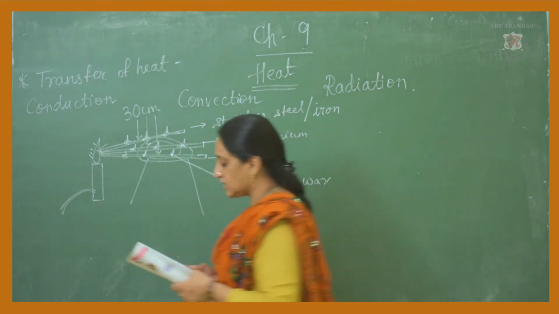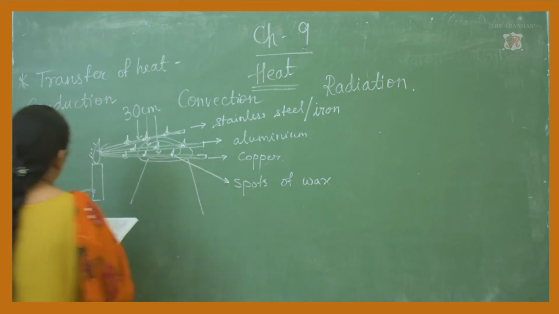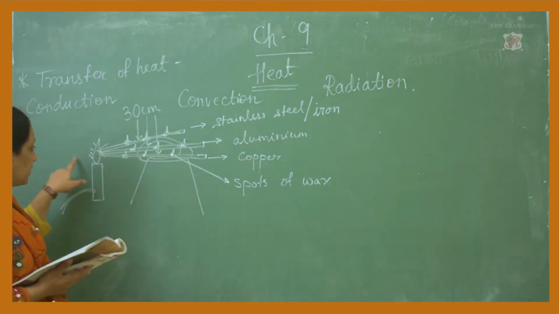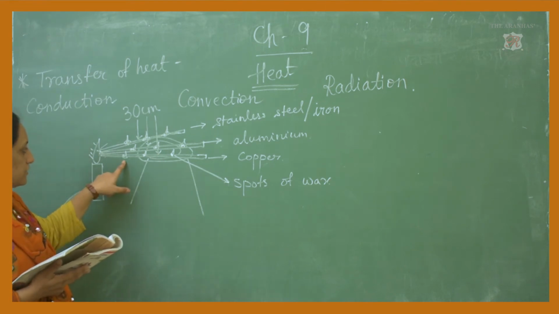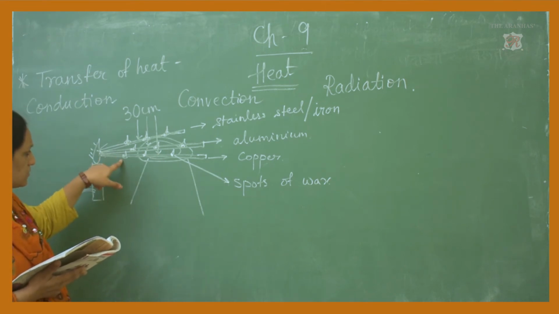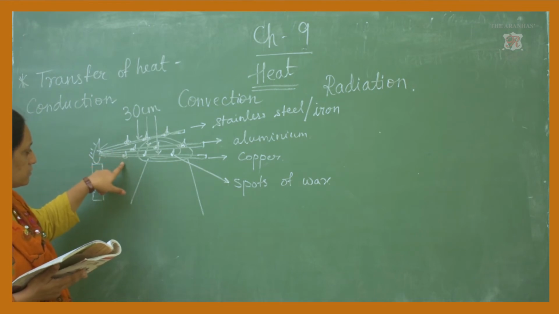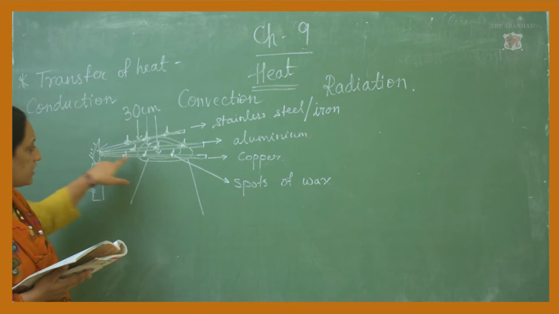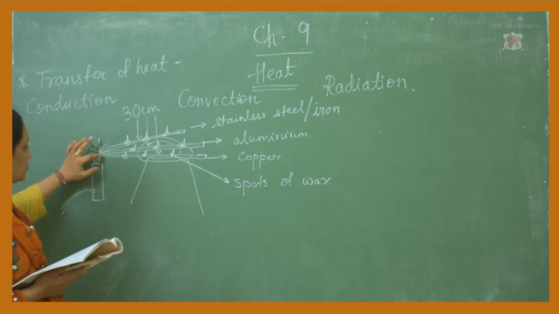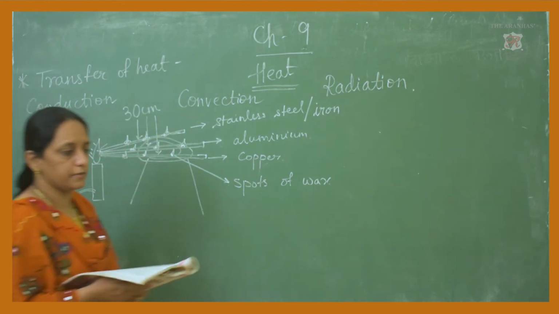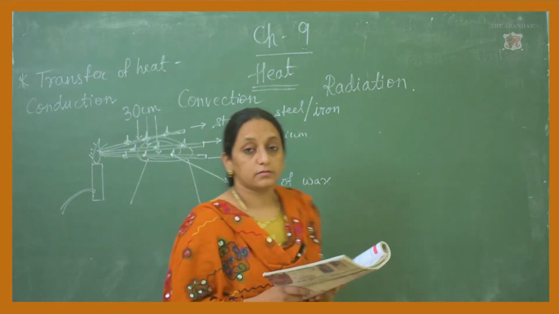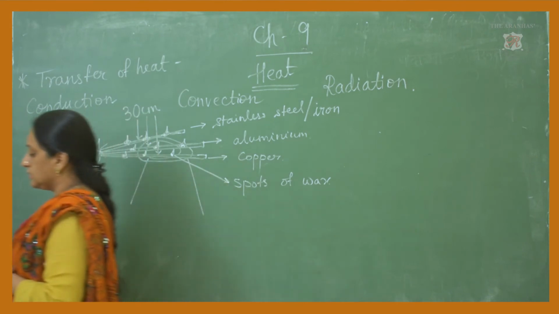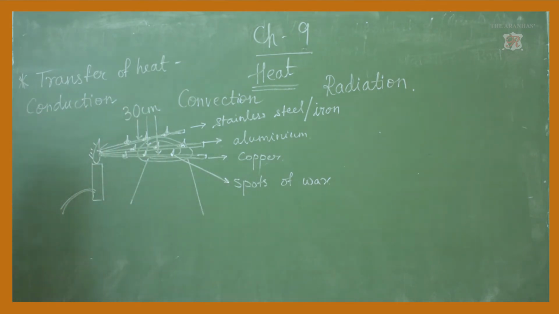From which bar do the pins start falling first? What will happen? These are the spots of wax. Pins are fitted on the spots of wax. As soon as you start heating these bars, the pins will start falling from these wax spots because the bars will start getting heated. Because of that, the pins which are fitted with wax spots will start falling. Pins fall starting from the end near the burner.